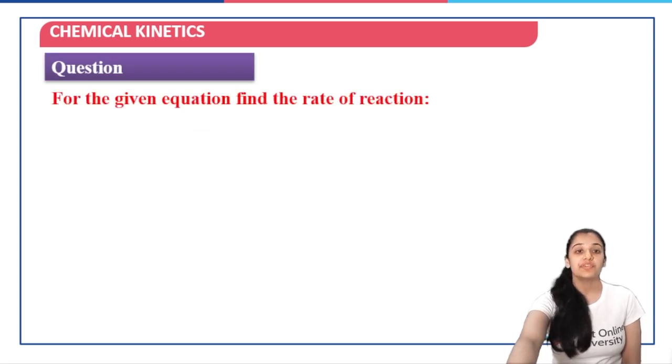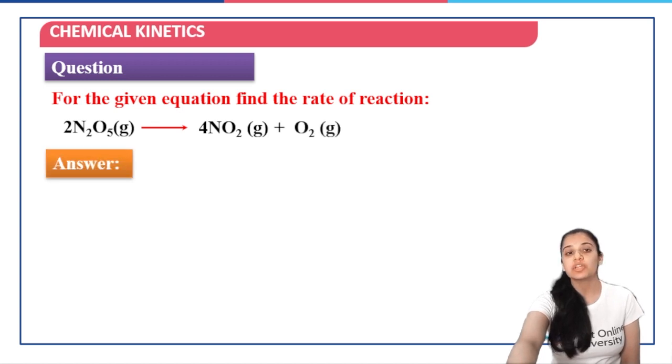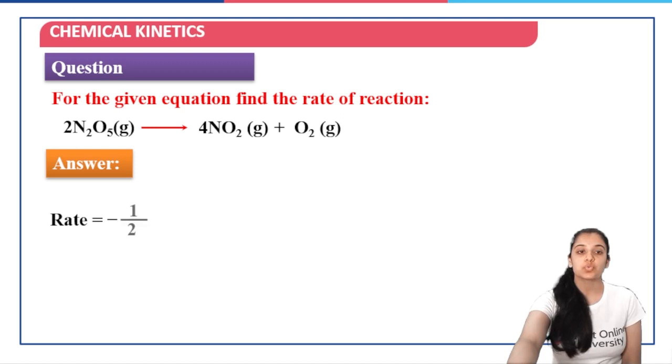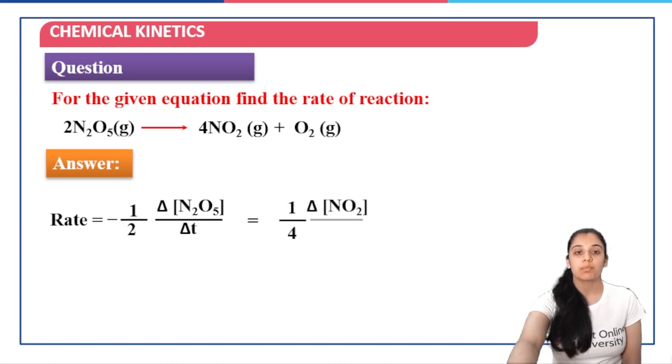Now, you have to find out the rate equation for this reaction. Now, your stoichiometry comes into the picture. So, rate of reaction will be equal to minus 1 by 2 delta N2O5 divided by delta T equal to plus 1 upon 4 delta NO2 upon delta T is equal to delta O2 upon delta T.